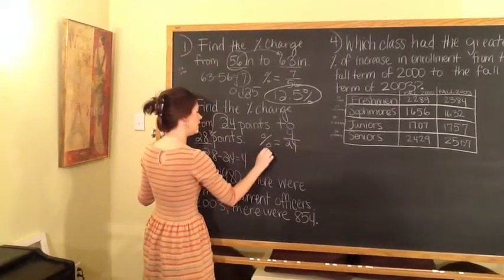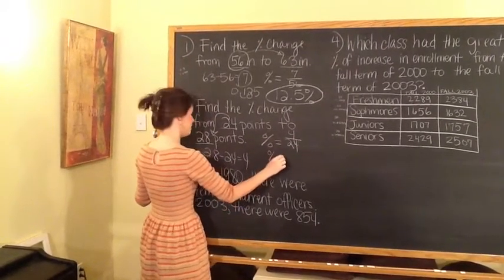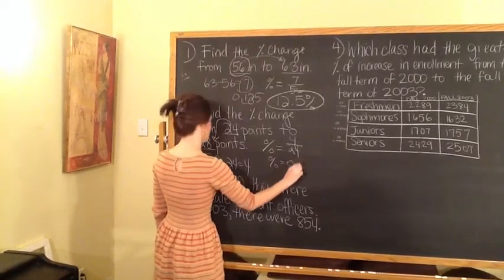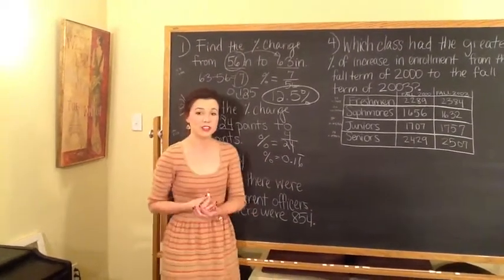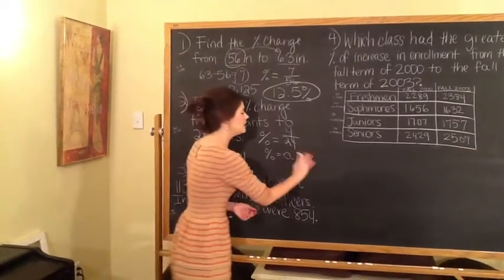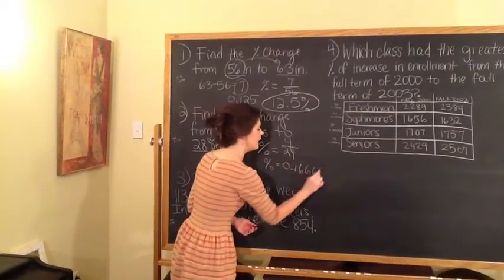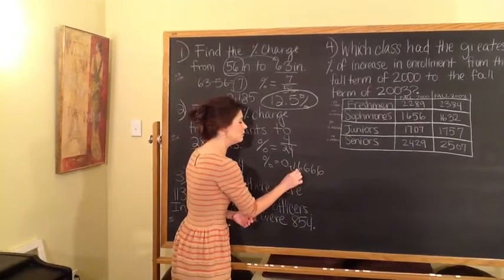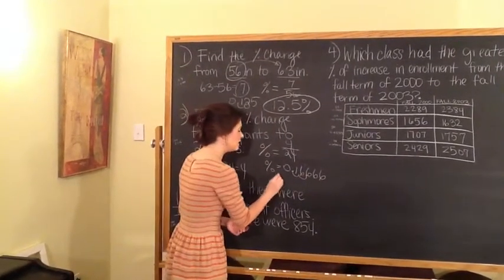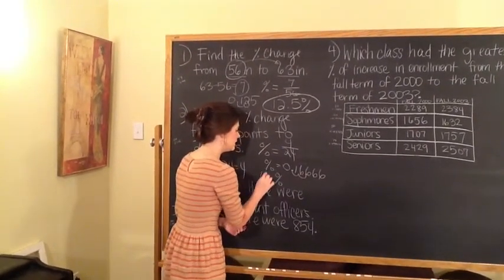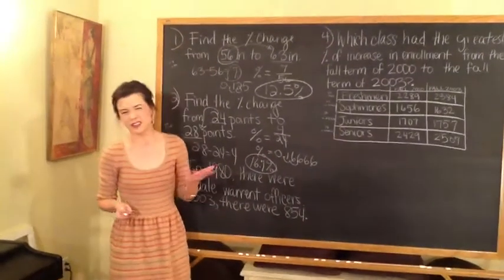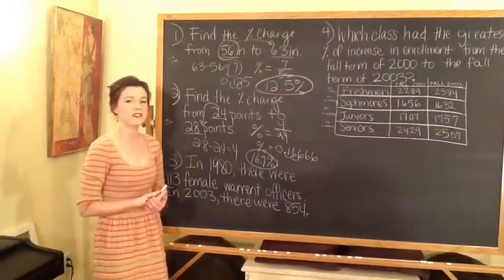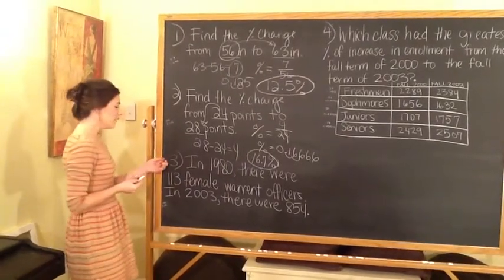Once you divide it, you're going to get 0.16 repeating. Now what's left is that we have to move our decimal 2 places to the right. Since this is 6 repeating, we can write it out a little bit. We move our decimal 2 places to the right, and our percent is going to be 16.7%. Rounding to the nearest tenth is fine. So 16.7%.